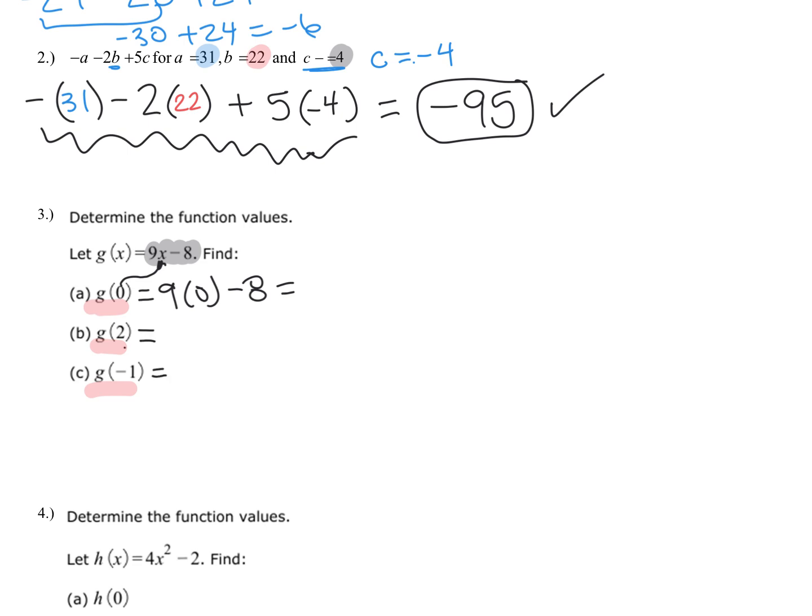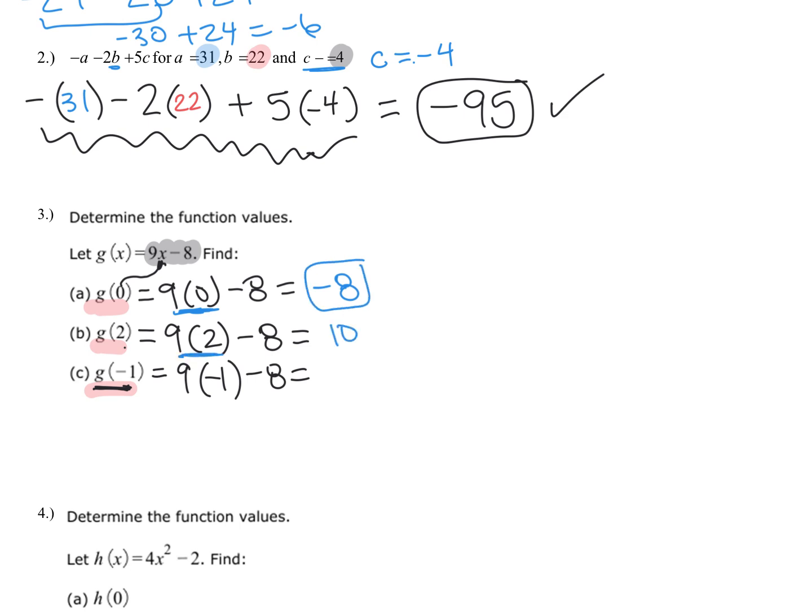So for g at 2, I do a similar thing, but I'm going to replace the x with 2 instead. And then for g at negative 1, I'll be replacing x with negative 1. And then I'm ready to go ahead and work all that out. So this becomes 9 times 0, which is 0, minus 8 is negative 8. 9 times 2 is 18, minus 8 is 10. And then 9 times negative 1 is negative 9, minus 8 is negative 17.